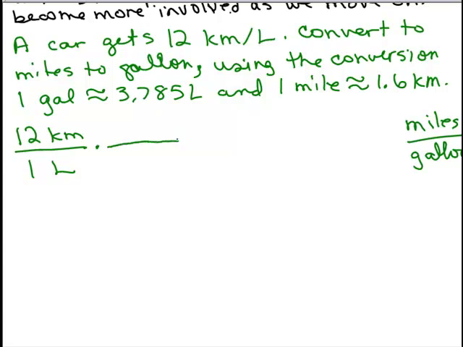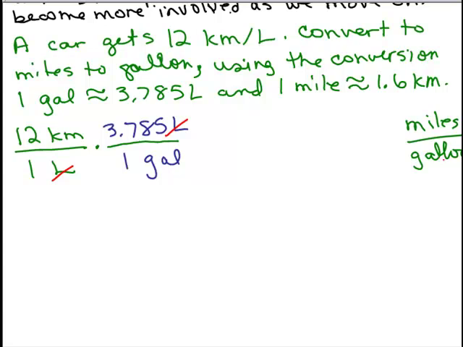So let's see. Is there a way of getting the liters to cancel out? I know that 3.785 liters is the same as 1 gallon, so I could make this fraction 3.785 liters over 1 gallon. It's like multiplying by 1 because those represent the same number. But that's a way of getting the liters to cancel out so that I would have kilometers in the numerator and gallons in the denominator. So this would be in kilometers per gallon, but I want miles per gallon.